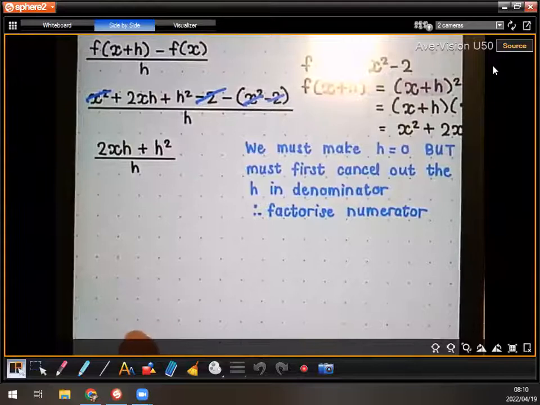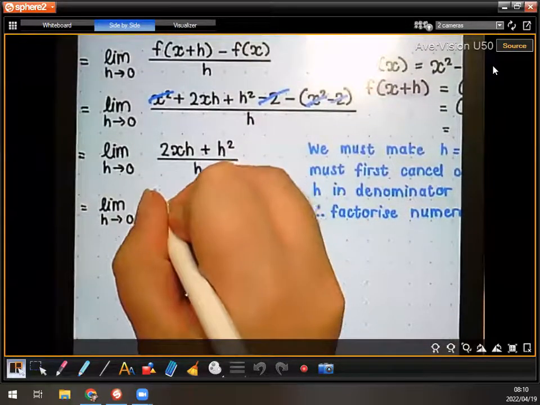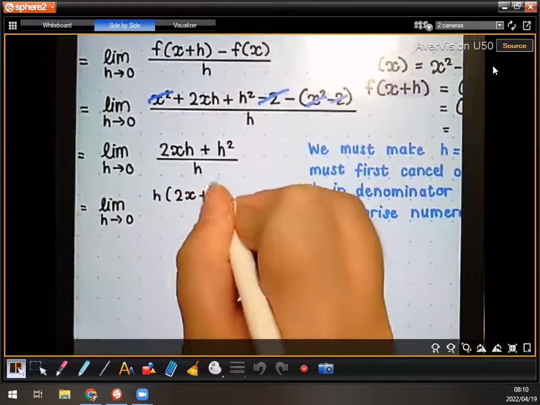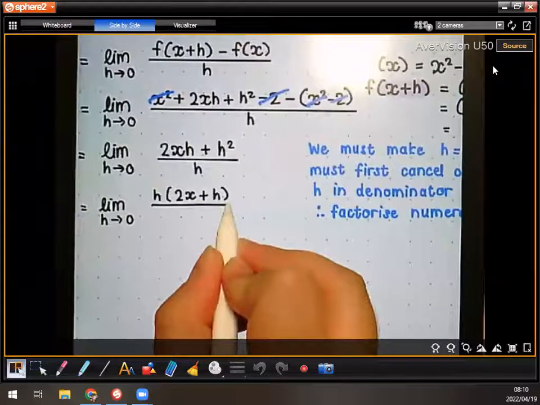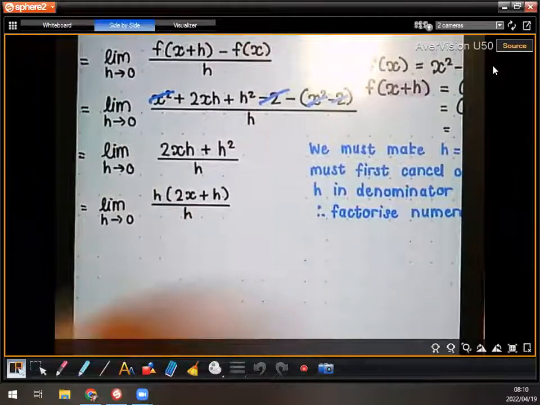Okay, so now we're going to take out h, guys. Remember just to put your limit h tends to 0 there in front. Take out h as a common factor here. You're going to be left with 2x plus h, right? If we divide each term by h, that's what we get, and that is over h.